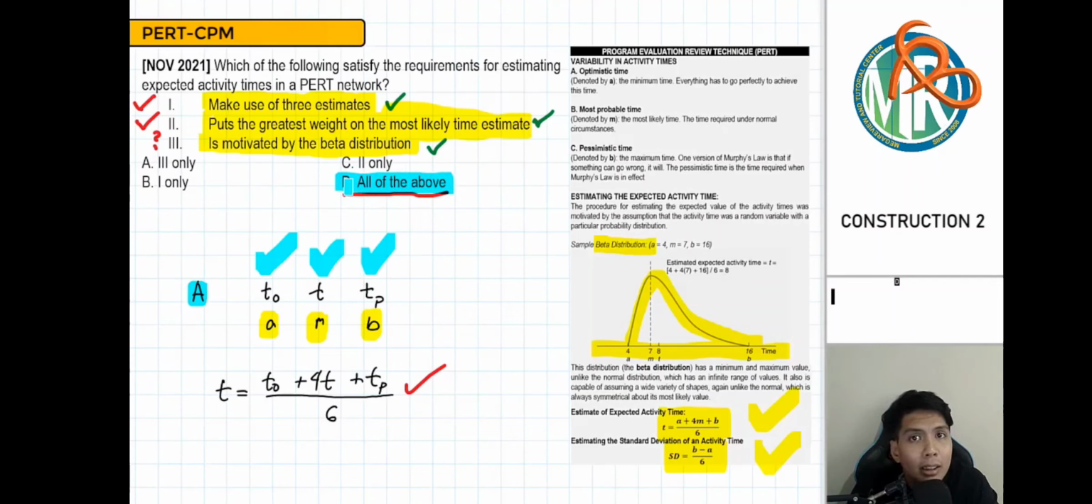So you can do that in the board exam, right? That way, at least, even if you're not sure about the other statements, you can still answer. And that's it, for that past board question, the answer is all of the above.